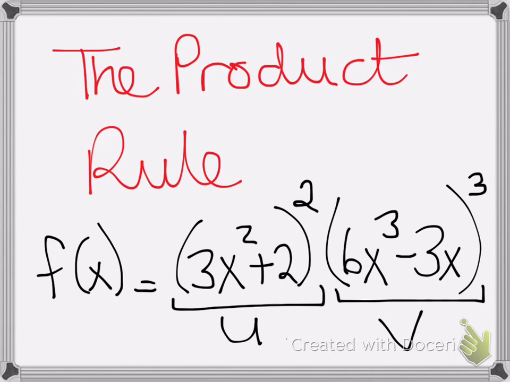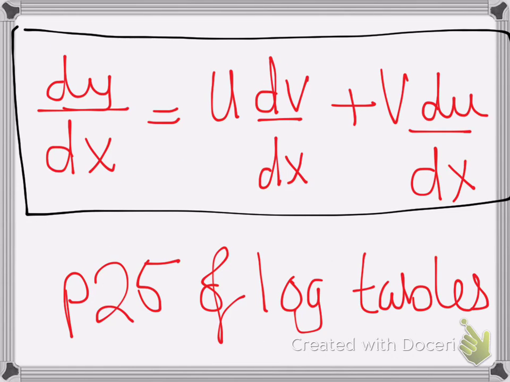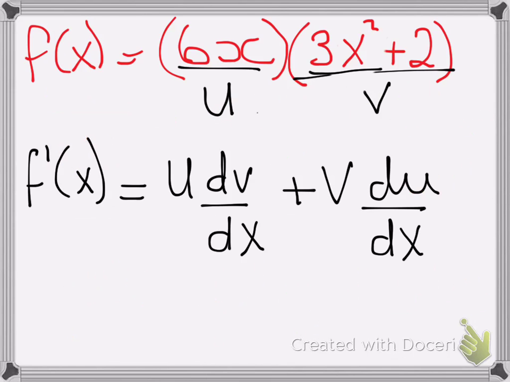The formula for the product rule is on page 25 of the log tables. There's your formula. The derivative of the function, dy/dx, is going to equal u dv/dx plus v du/dx. I would advise you to go and learn that formula off by heart. Okay, so let's look at the first example.